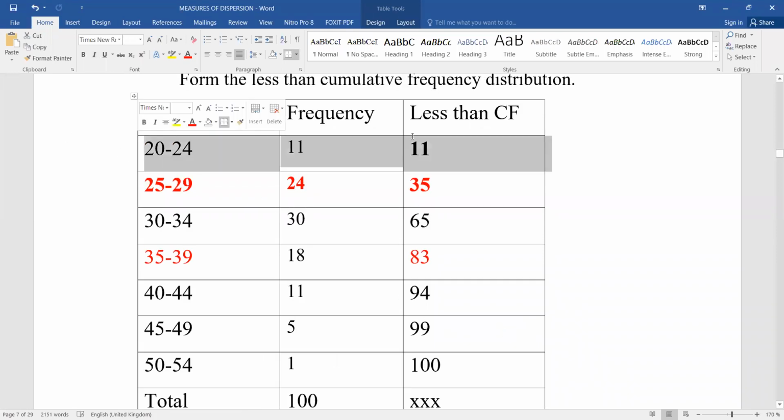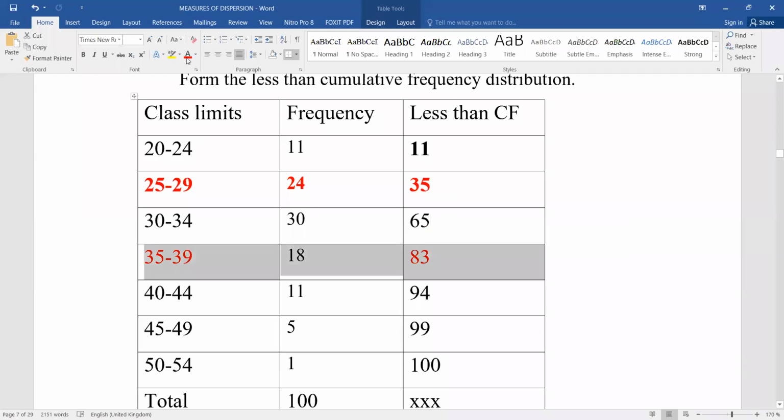It is not here in 11. It is not in 35. It is not in 65. Rather, it is in this class. So this is our class, and let me highlight it with another color. That is our Q3. So from there, get me the lower class boundary of that class.